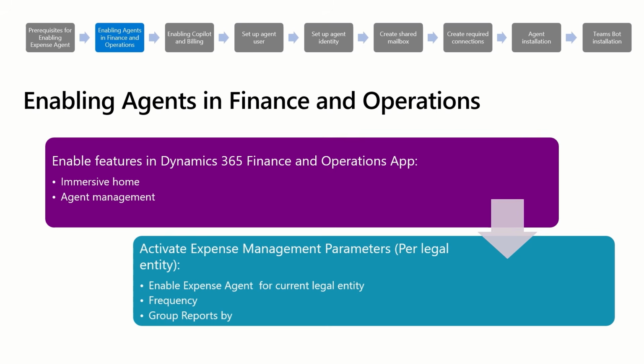To enable the agent, go to expense management parameters, and on the expense entry agent tab, we have to enable the expense agent and set up frequency and group reports by parameters.